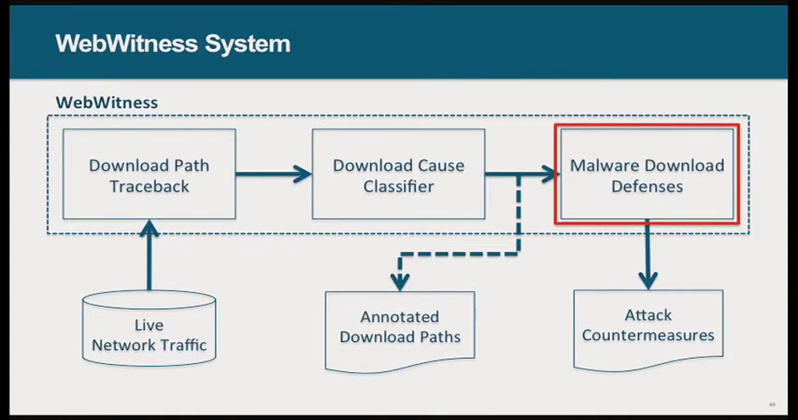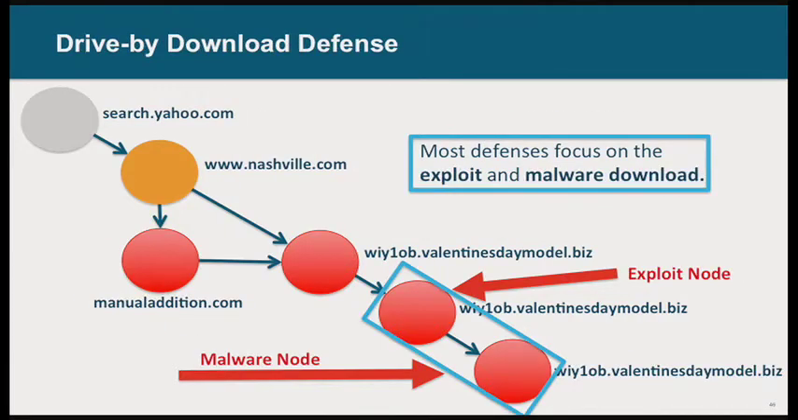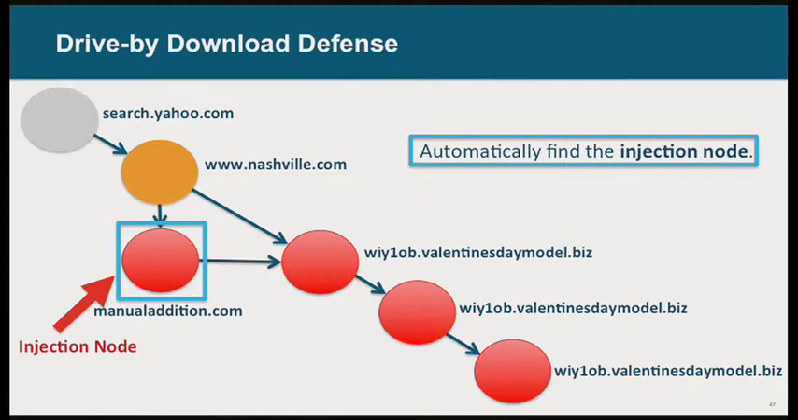And so that's what the annotated paths look like. Again, they can be used by threat analysts, but we're also going to use them in our malware download defense module. And as I mentioned before, most of the defenses that we have today focus on the very end of this download chain. So what we want to do is look at adding a defense that looks at the very beginning of the attack. In fact, we want to target the actual injection node itself.